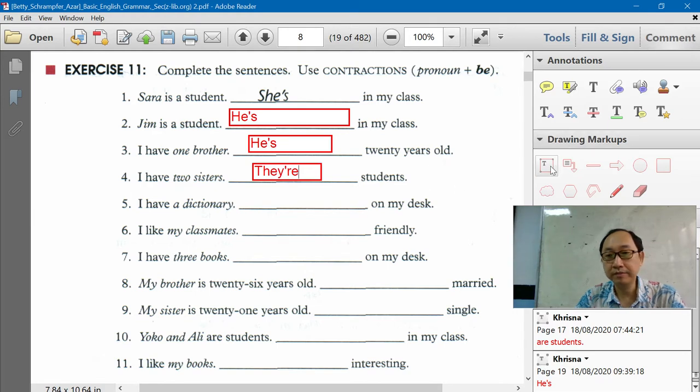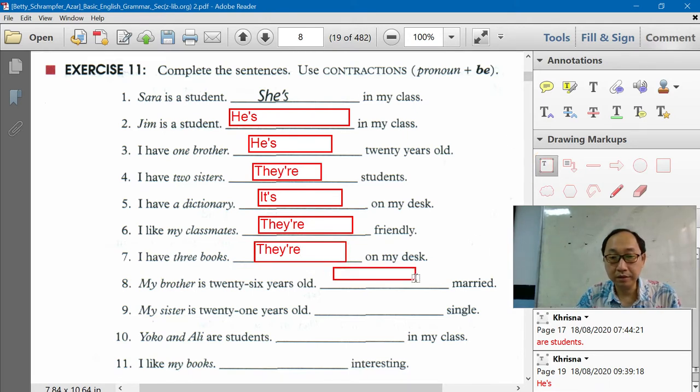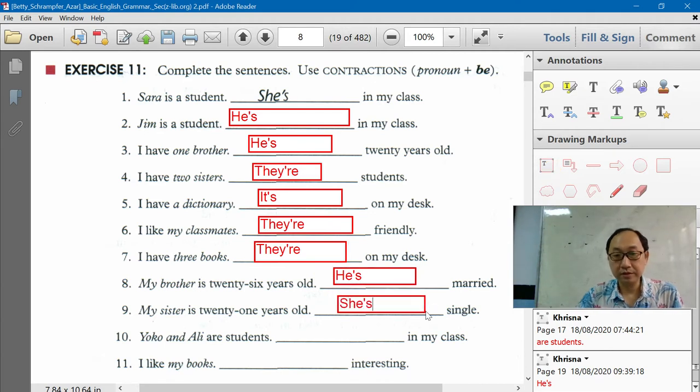I have a dictionary. It's on my desk. I like my classmates. They are friendly. I have three books. They are on my desk. My brother's 26 years old. He's married. My sister is 21 years old. She's single. Married and single are adjectives.